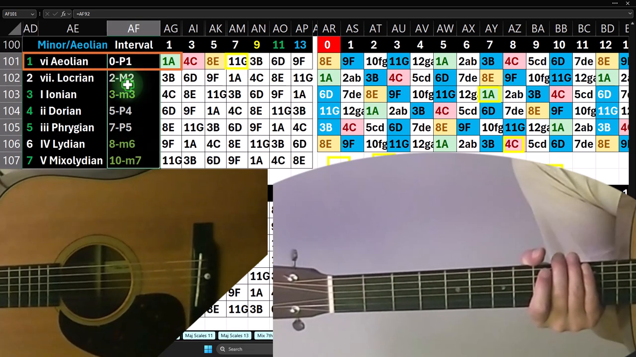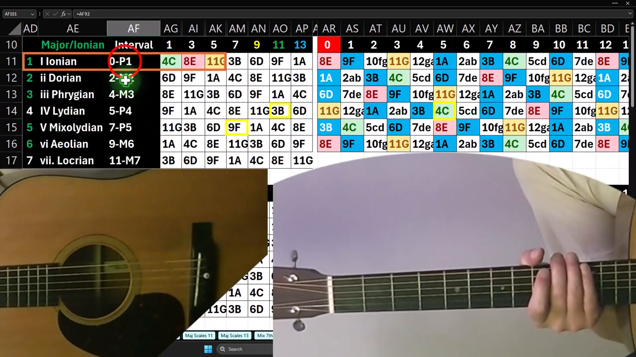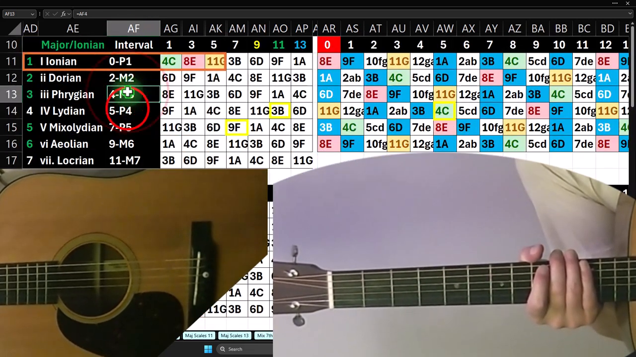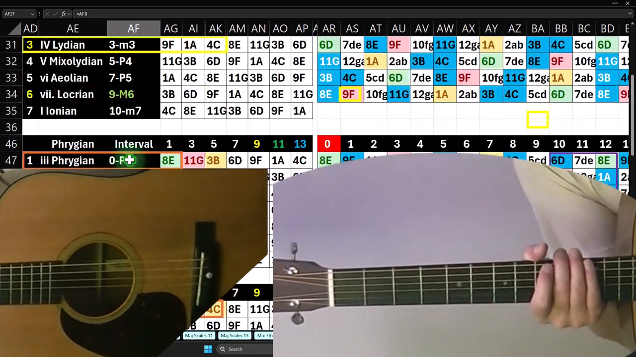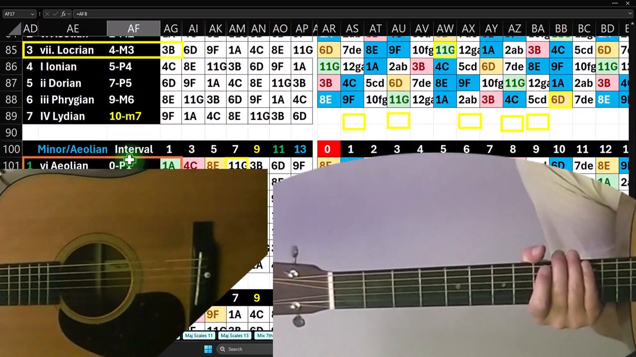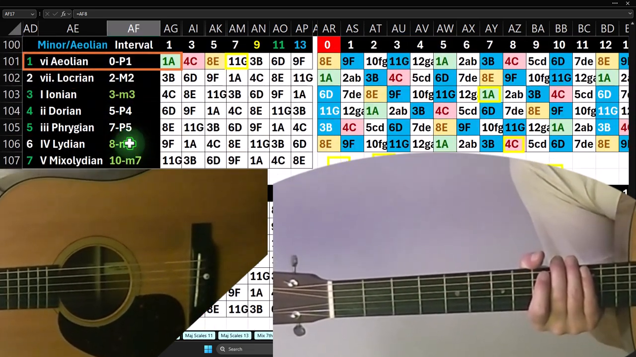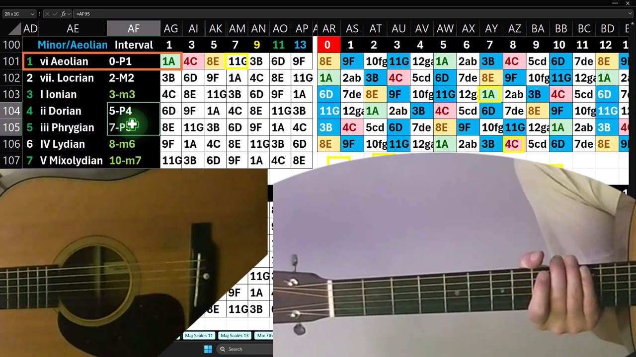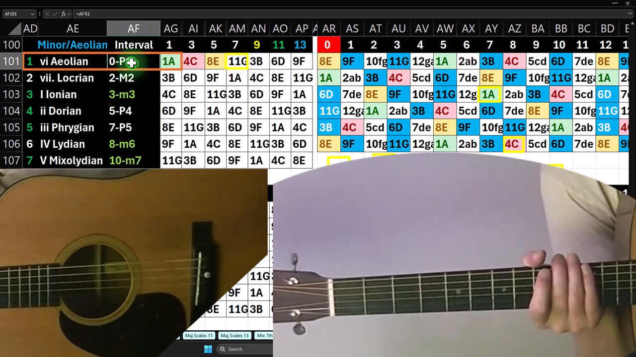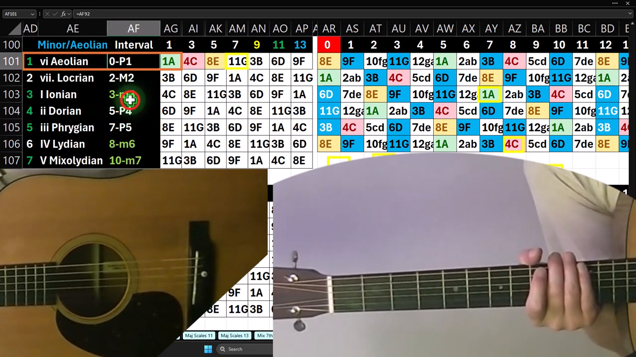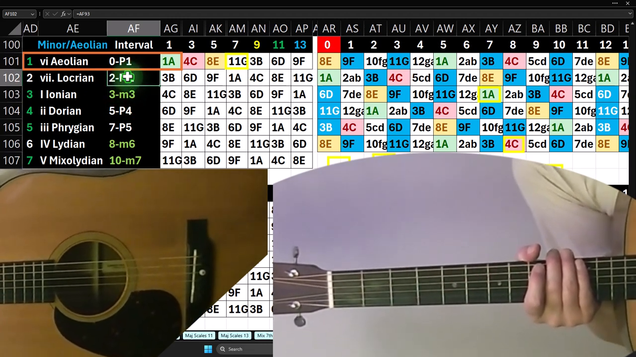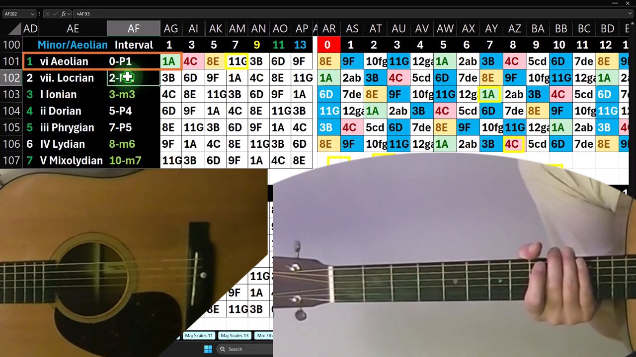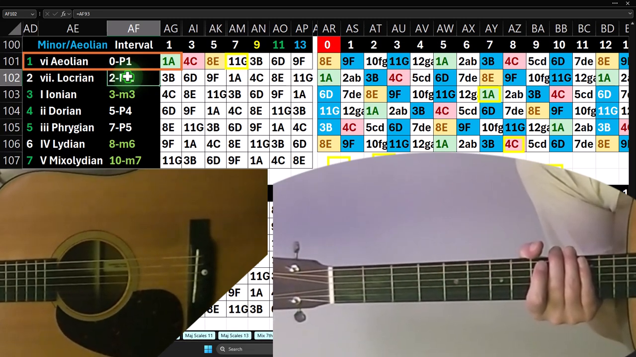So on the major intervals, I had a perfect first, a major second, major third, perfect fourth, perfect fifth, major sixth, major seventh. Now, the thing that's interesting on the minor is you would think that the perfects would remain the same on those relative positions, and all the majors would change to minors, represented by a little m. But that doesn't happen for the second on the main minor, which is the Aeolian mode.